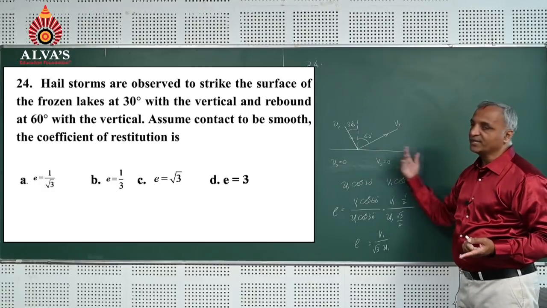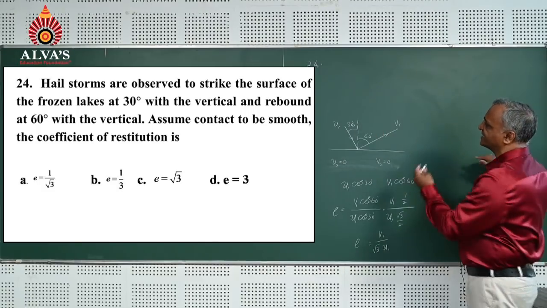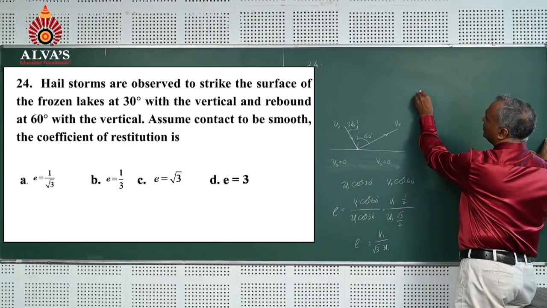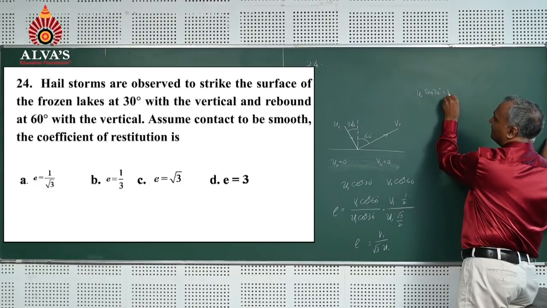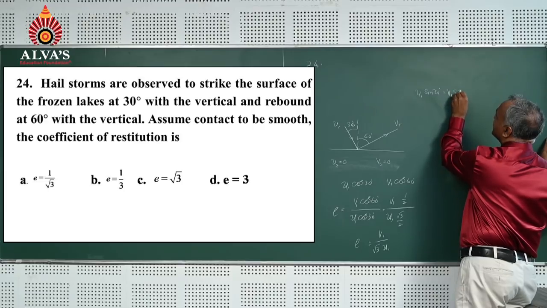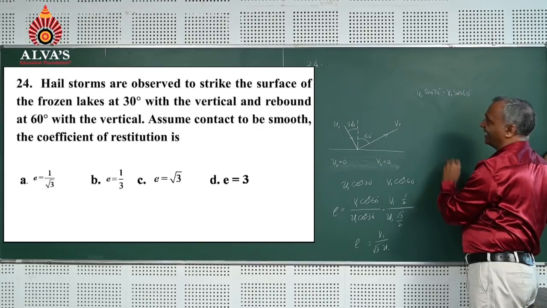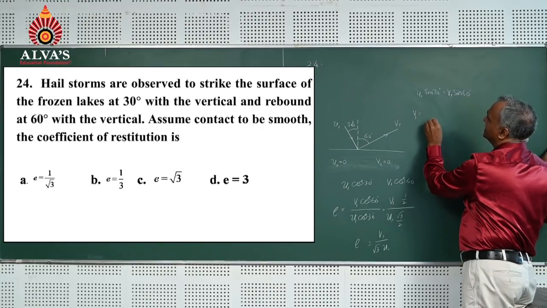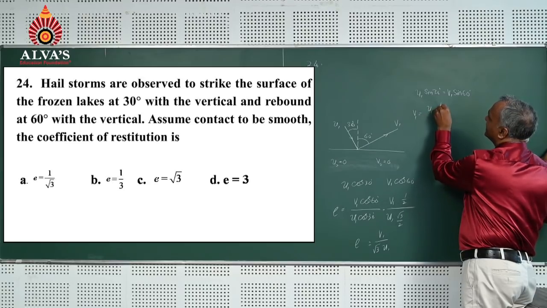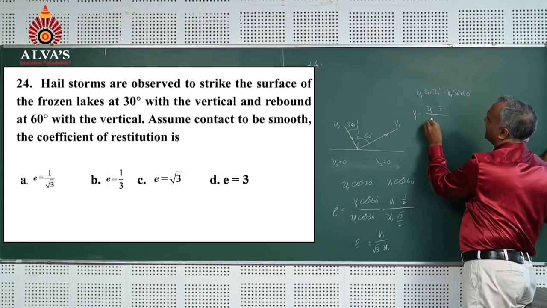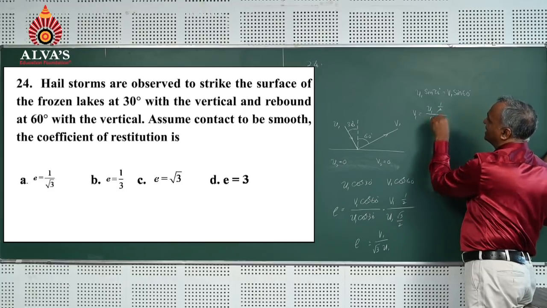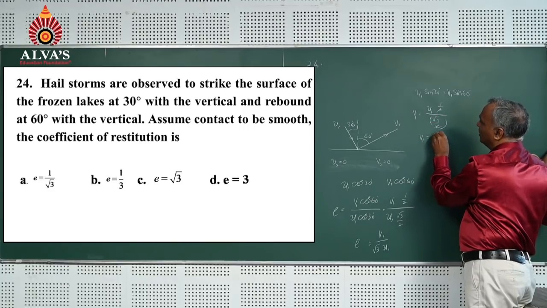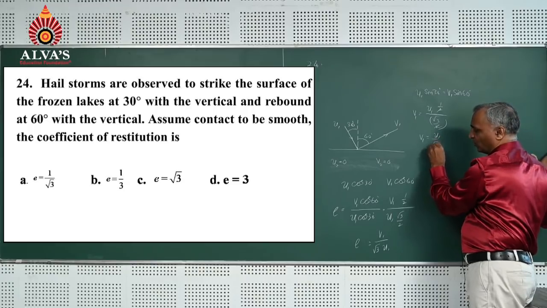But v1 and u1, you need to express v1 in terms of u1. For that, the horizontal components of the velocities are the same. That's why I can write u1 sin 30 is equal to v1 sin 60, and that's why v1 is u1 into sin 30, which is half, divided by sin 60, which is root 3 divided by 2. And that's why the 2 cancels. v1 is equal to u1 divided by root 3.